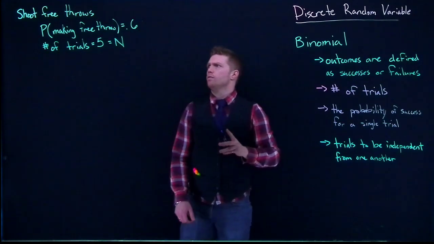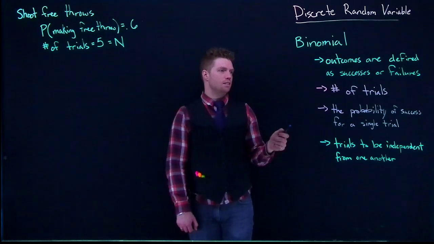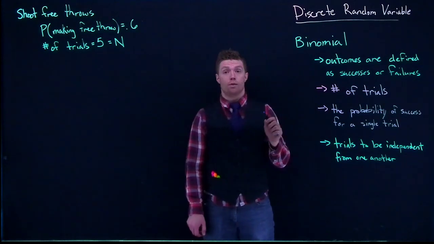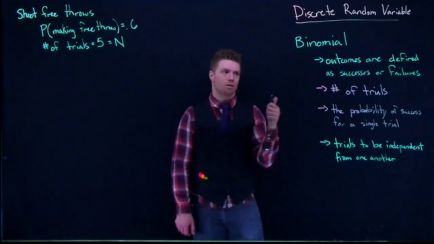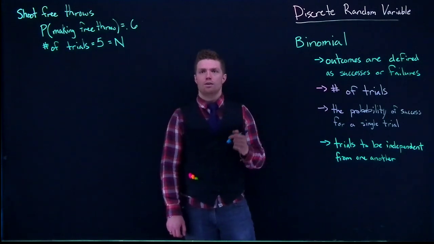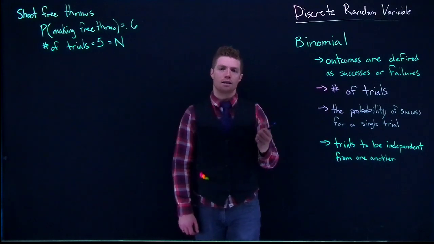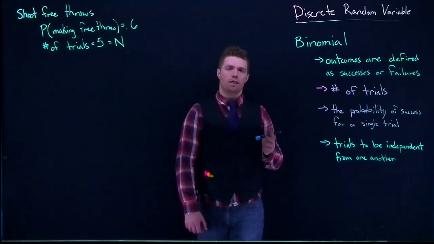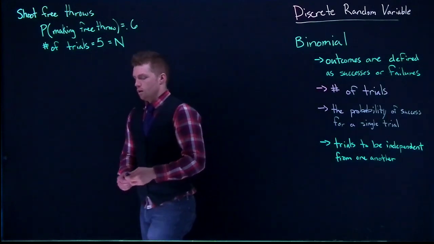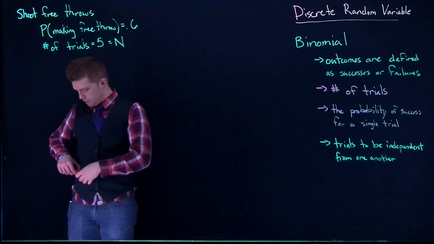Okay, so we've got a number of free throws. We've got our probability of success. We've got these things defined as successes or failures, so we could make it or not make it. And then the trials will be independent. So we have to assume that you making or missing a shot ultimately really doesn't affect your next shot. Now you might argue with me whether or not that's actually true, but for this scenario, we're going to assume that it is. Okay, so now let's start building our probability table.